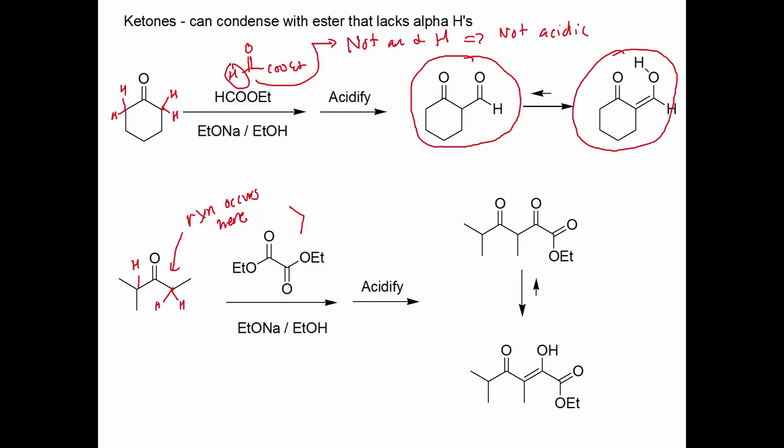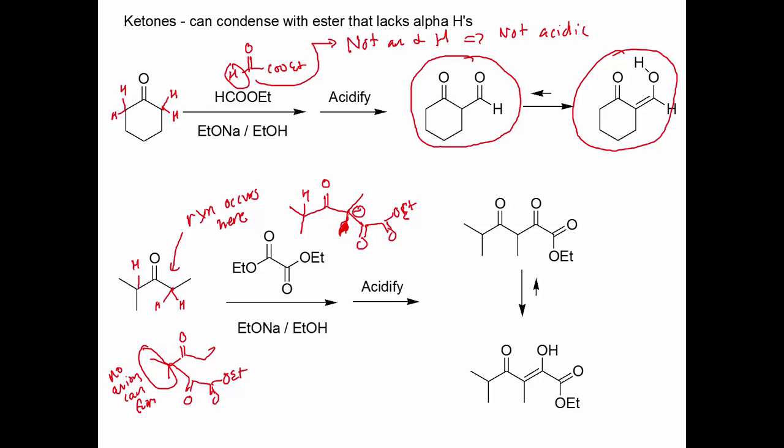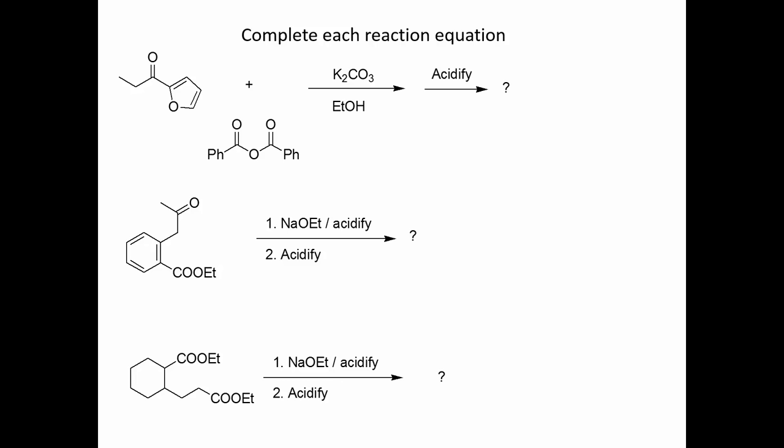Let me just stress that before we acidify, we have this nice stable anion right here. And we could never form this nice stable anion if we reacted on this side. So this is going to form the product only from attacking the carbon that has two hydrogens. All right, so this is the essence of the Claisen condensation. The rest of this, I believe, is just products. Again, you should pause it and try to do it yourself.